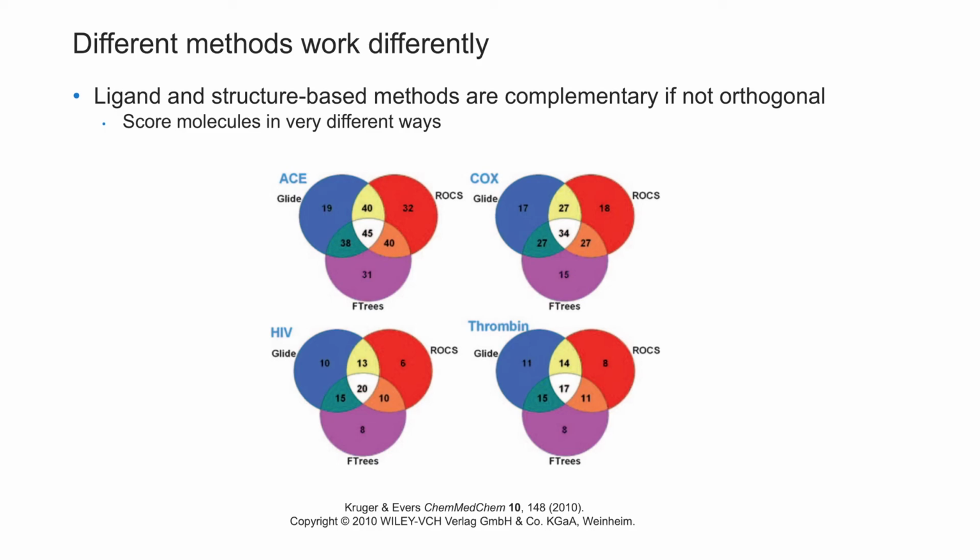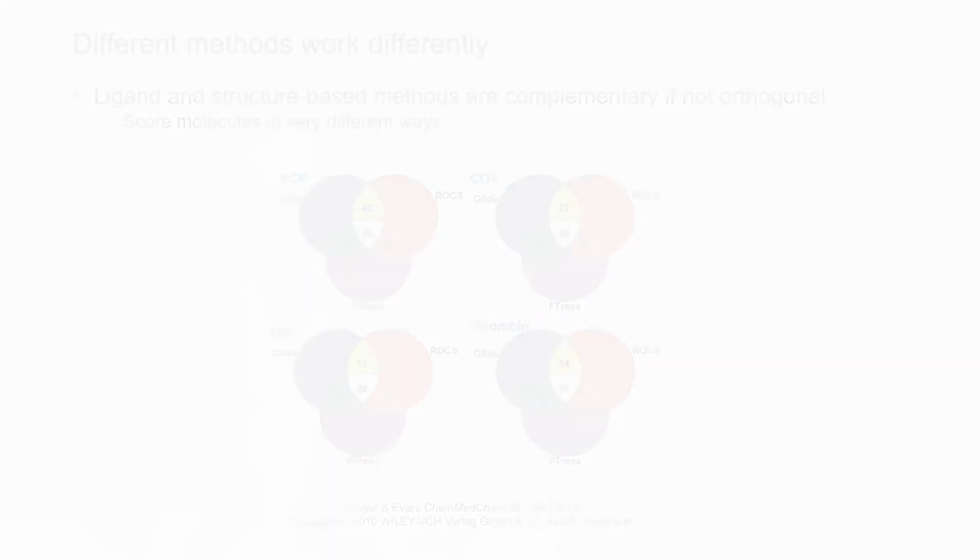But look at the overlaps. These are the overlaps between any pair, and in the middle in white is the overlap for all 3. And as you see, any overlap produces more active molecules than any individual contributor. They find different active molecules at the top of the list because they look at scoring molecules in completely different ways.